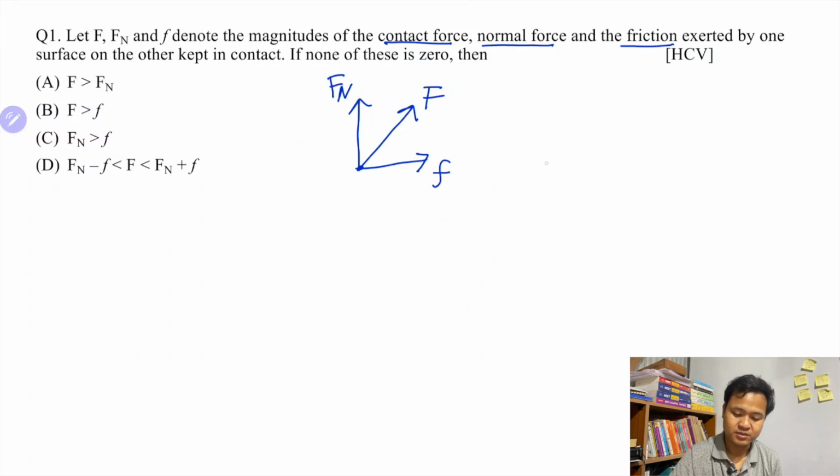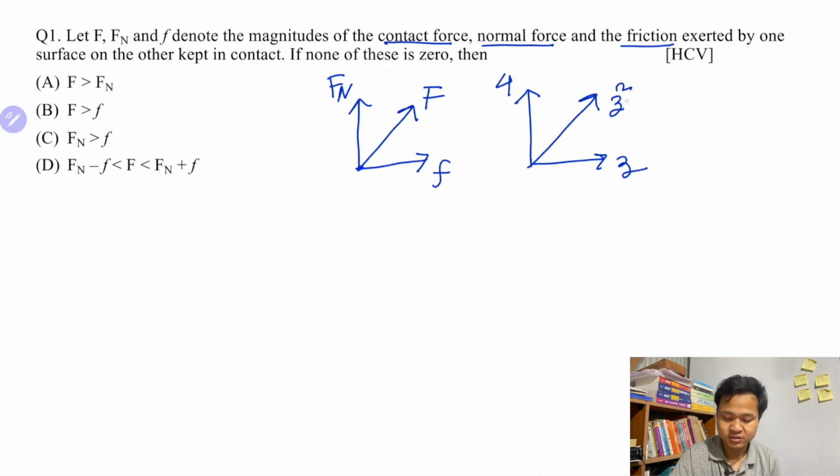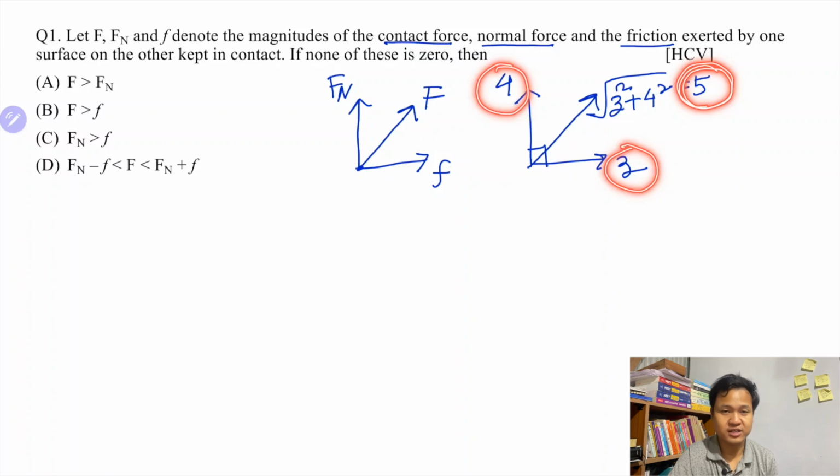I can take an example here. Suppose I have a vector 3 and another vector 4. When I add these two vectors using vector addition, it is 3 square plus 4 square, and if I take the angle as 90, then 2ab cos 90 is 0. So the resultant is 5. So here if the contact force is 5, then the normal and the friction are 4 and 3.